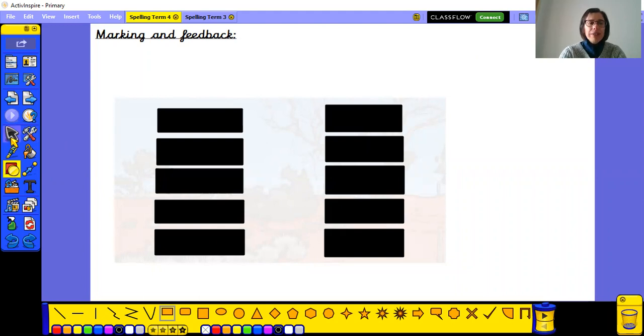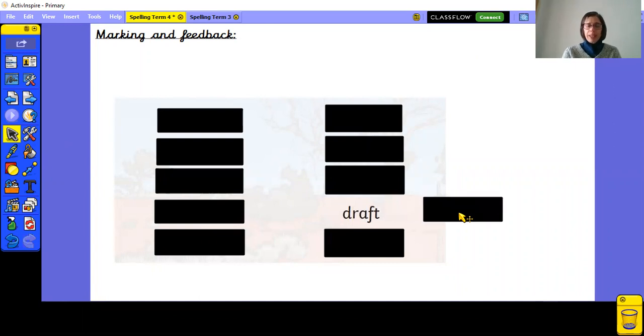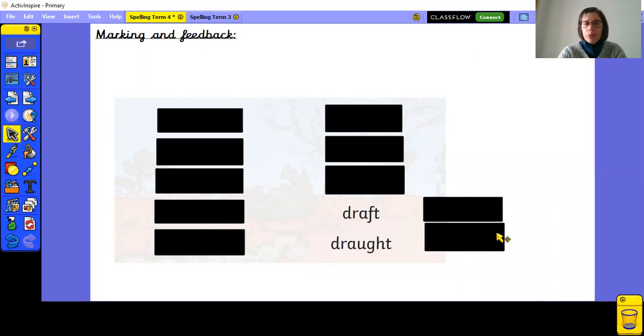So let's reveal them. The draft, as in writing, is this one. And the second one, as when we feel a cold breeze going through the door or window, is this one. Very tricky sound here. Good job if you've got them correct.